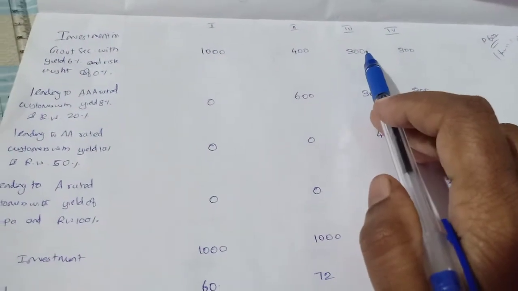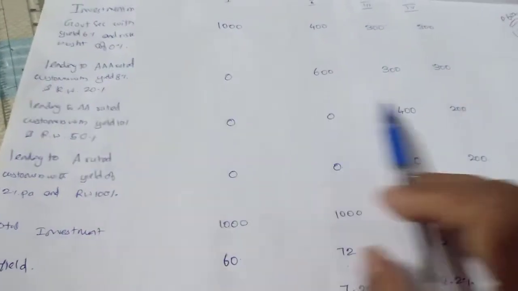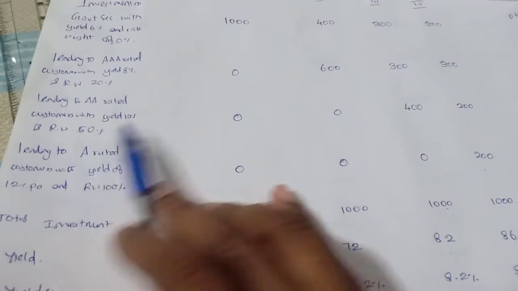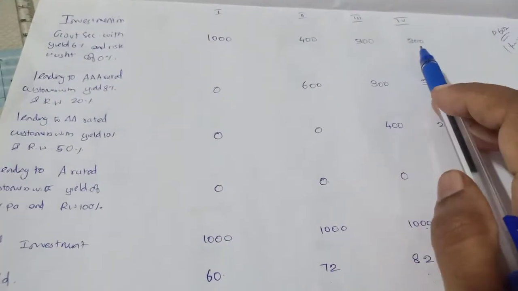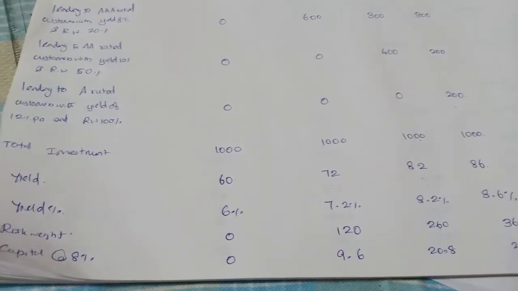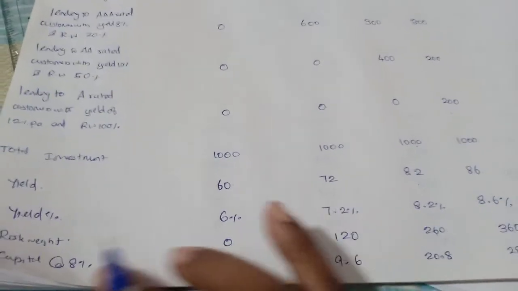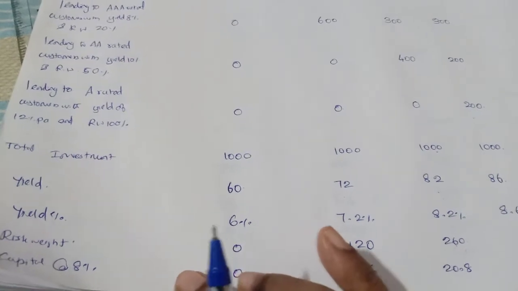For the third option the risk weight is 300 into 0% plus 300 into 20% plus 400 into 50%, which gives 260. And for the fourth option, 300 into 0% plus 300 into 20% plus 200 into 50% plus 200 into 100%, which gives 360. So the capital is 8%. According to RBI norms, the capital should be 8% of the risk-weighted assets.